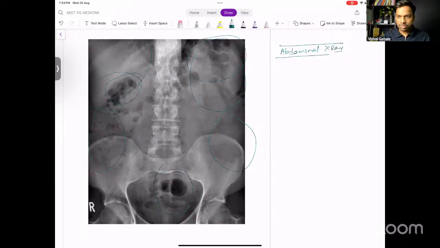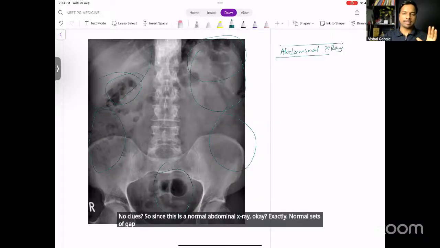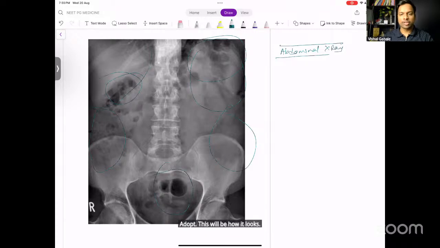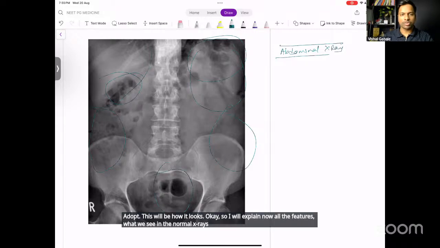No clues? So this is a normal abdominal X-ray. Okay, exactly. Normal sets of gas. This is the normal X-ray of the abdomen. This is how it looks. Okay, so I will explain now all the features we see in the normal X-rays. Very, very important for us to remember.